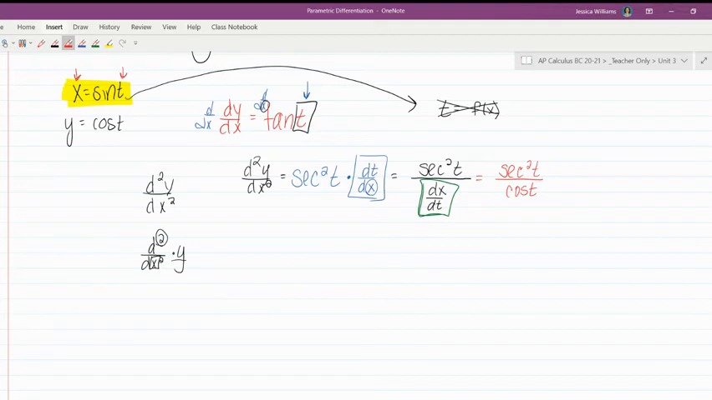Which, oh my, please don't leave that. You wouldn't actually leave that, would you? It's secant cubed, or 1 over cosine cubed. Okay. That is second derivatives of parametrics.